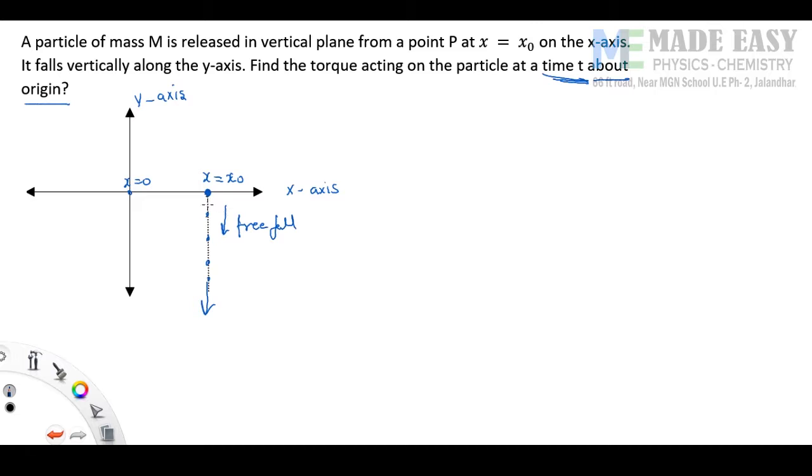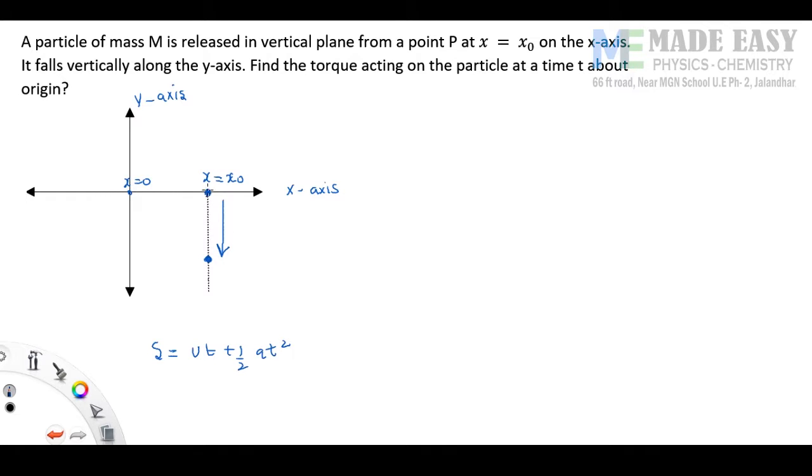So what has been asked is, the particle is falling freely. After time t, you have to find the torque. So let me find the position after time t. Let's say the particle is here after time t. Since it is falling freely like this, let's say the particle reaches here. Can I calculate how much distance it has already fallen in time t? Yes, we can. You can simply use S is equal to ut plus half at square, since it is a state of free fall, right?